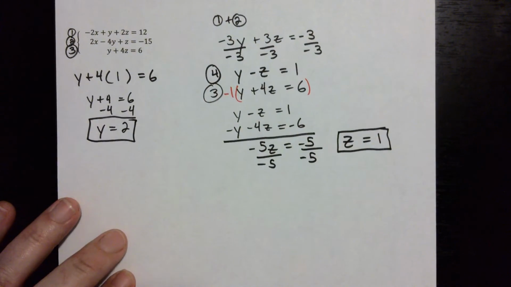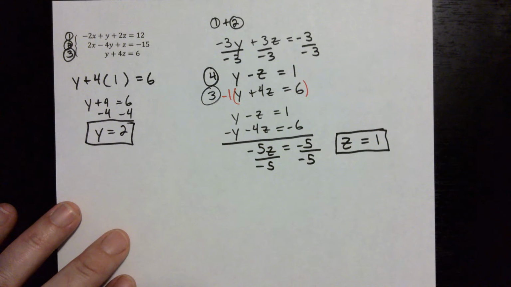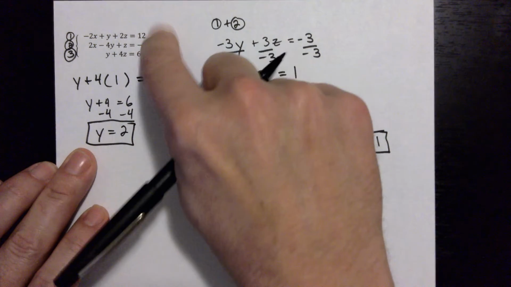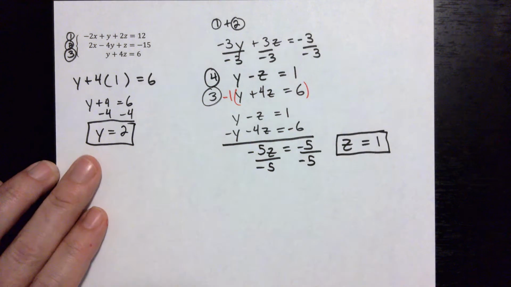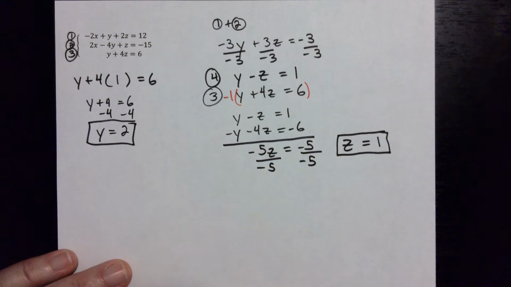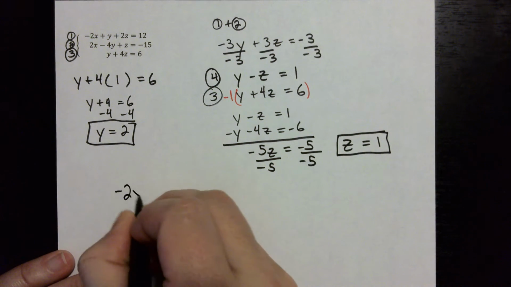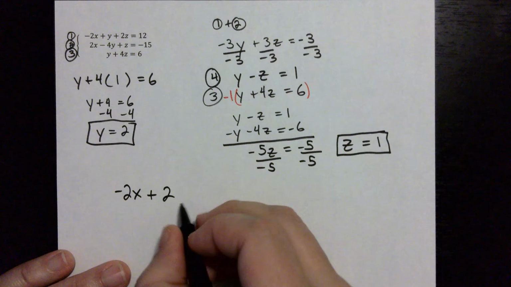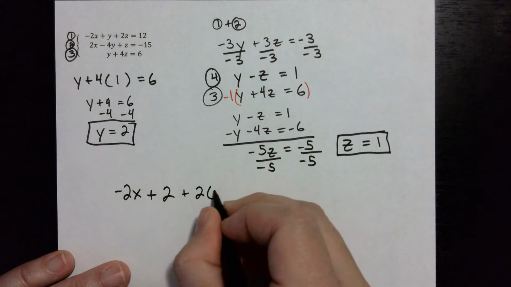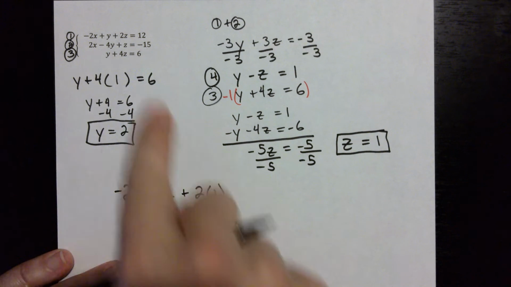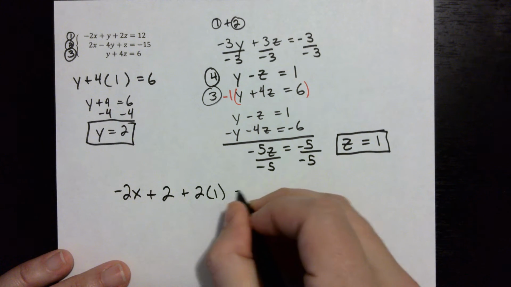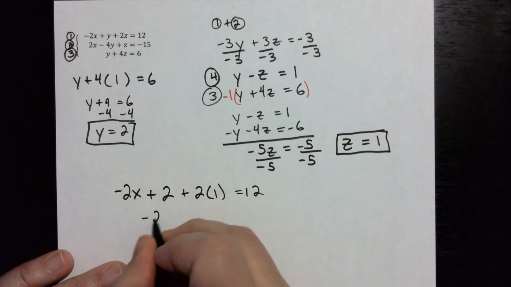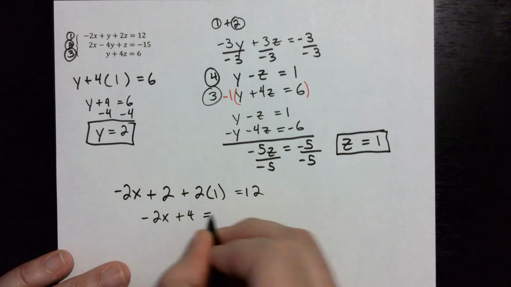Okay, and now that I have both y and z, I can use those two to plug into either one of these, it doesn't matter which, to get my final solution. So let's use the first one: negative 2x plus y, which is 2, plus 2z, so 2 times 1, since z is 1, equals 12. So negative 2x plus 4 equals 12.